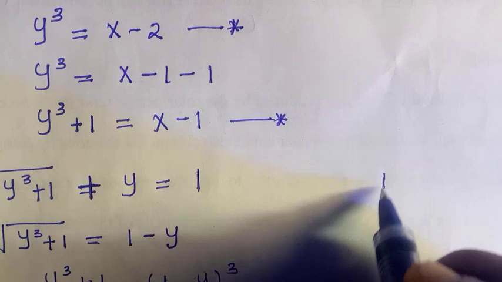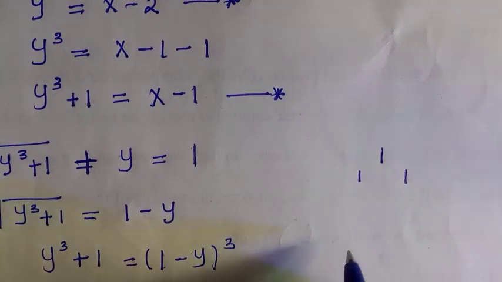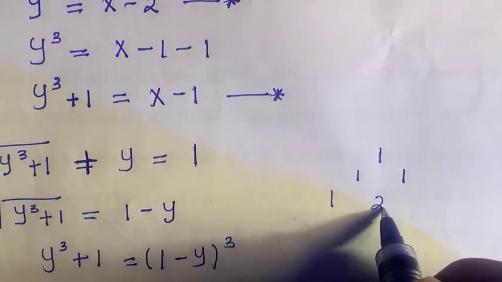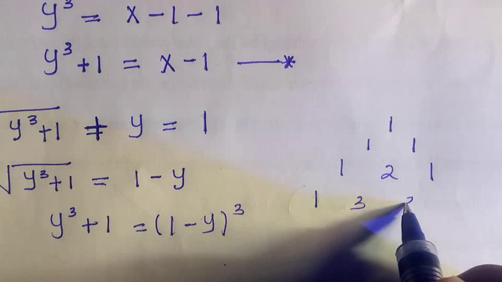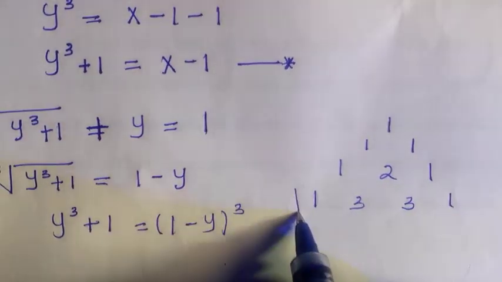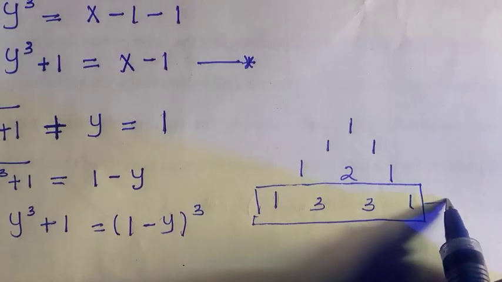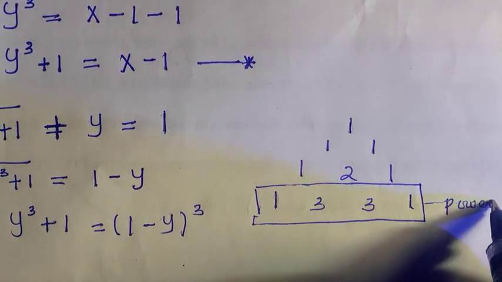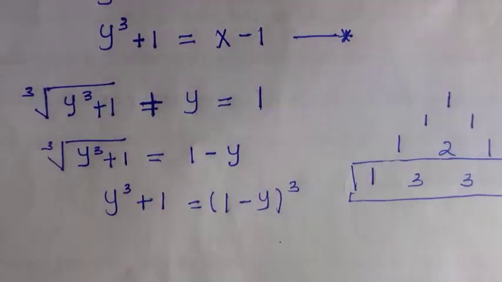And if you have 1, we have 1 1, and the next one is 1 2 1, which is when the power is 2, and the next one is 1 3 3 1 when the power is 3. So since the power for this one is 3, I'm going to stop here, and I will apply this after I expand it.